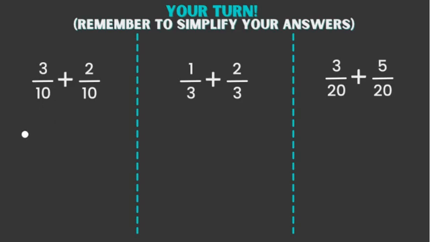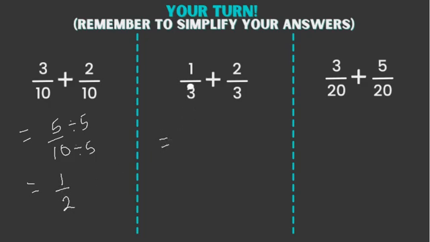Okay, so let's see. 3 over 10 plus 2 over 10 will give you 3 plus 2, 5 over 10. Remember, your final answer should be in its simplest form. And the top and the bottom, the numerator and the denominator, can be divided by 5. So we'll go ahead and simplify this fraction. It's going to give us 1 over 2.